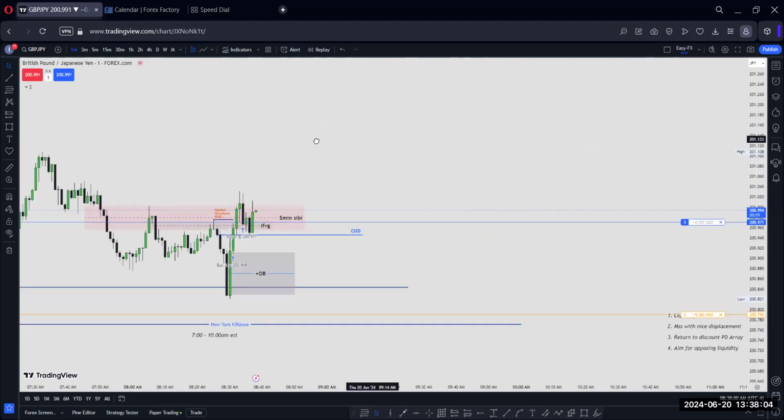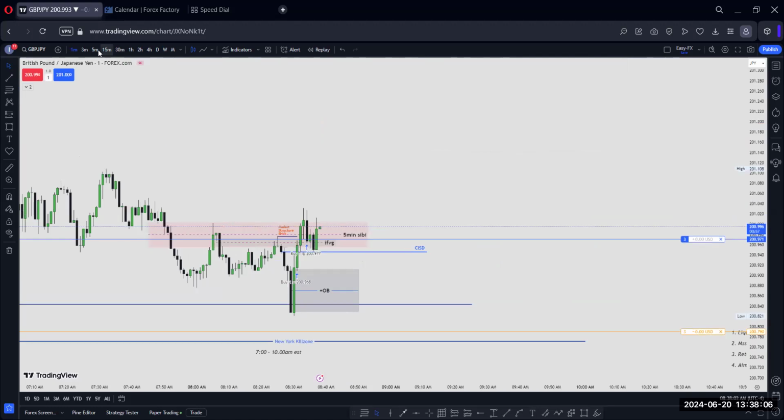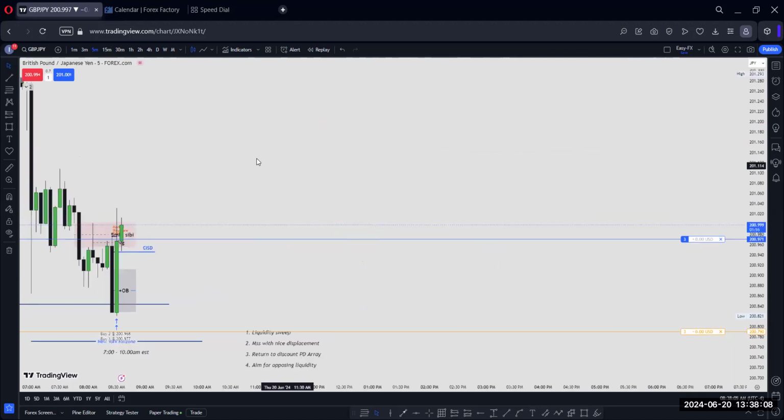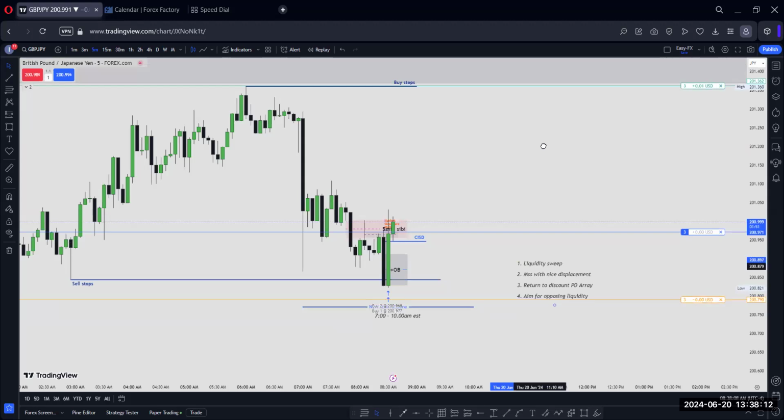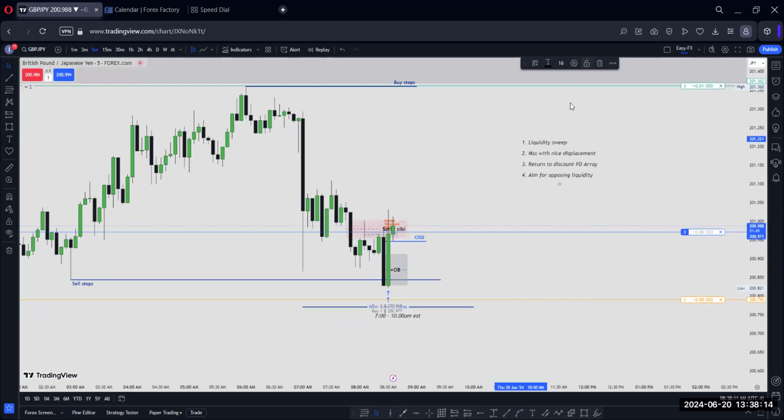Okay, so according to my strategy, I have this criteria that I use, which is here. I need to see a liquidity sweep of a high or a low and a market structure shift with displacement and price return to a discounted order block. And then I'll aim for the opposing side of liquidity.